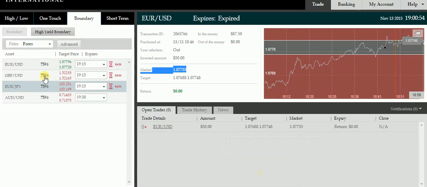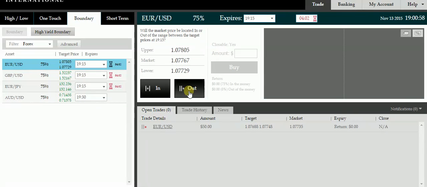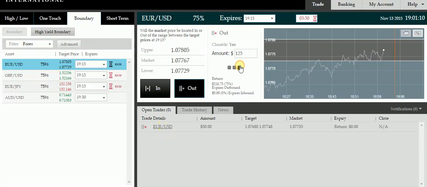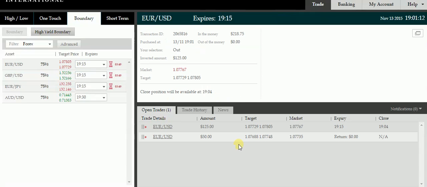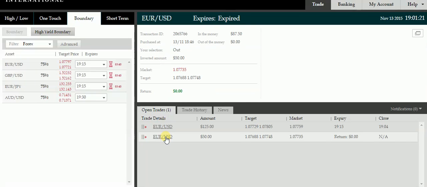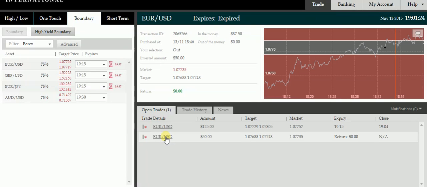So let's go back to our platform to see if we've got another expiry. We do have an expiry at 7:15, and we'll select out of the boundary, and this time around we'll put an investment amount of $125 to cover our loss on this trade. So we'll just enter now, and we are seeking a gross return of $218.75 to recover our loss on this trade.